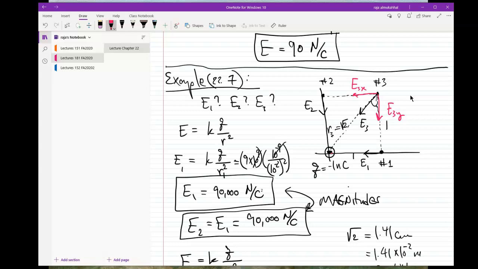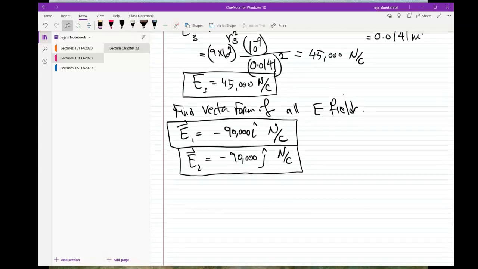And by symmetry, because this length is 1, and this length as well is 1, the angle here I can quickly find out is 45. You agree with me? So that's 45. It's going to look something like that if I write it down, and that's E3 as a vector.